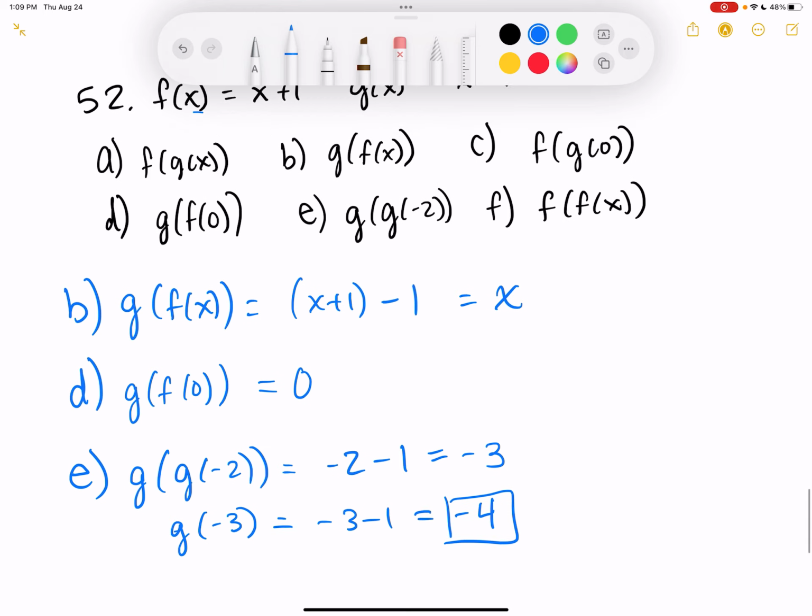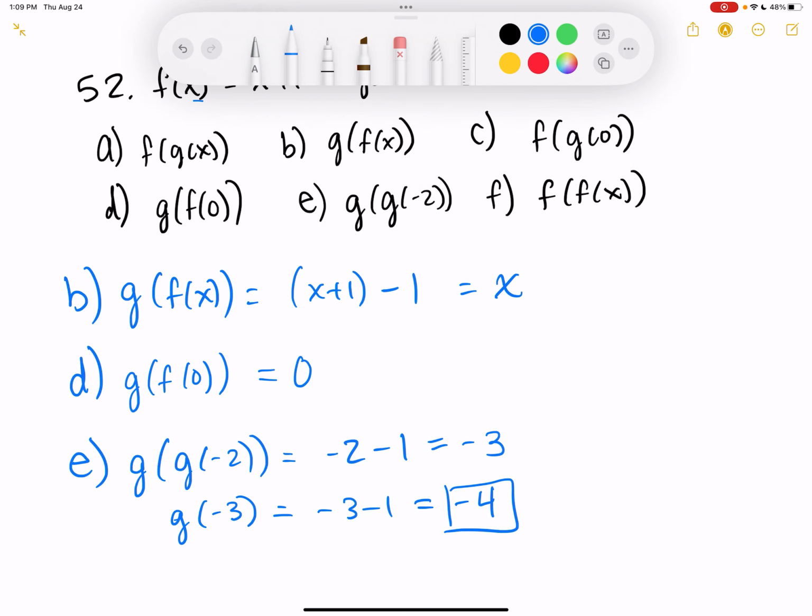Why couldn't you have stopped at negative 3 on D? Because this is only this part. That's all I've solved right here. So then, to get this whole thing, I have to do this. I see.